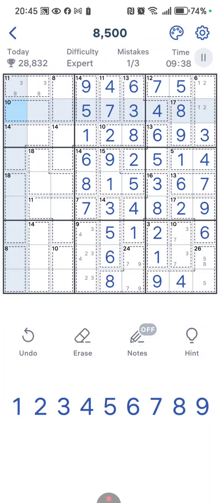What about here? This 10. 3 and 7. 4 and 6. 2 and 8. So this has to be 1 and 9, which means that this is a 2 and a 1. So 1, 2. So what does that leave us here? Can't be 1, 3. It's 2 and 6 in that order.